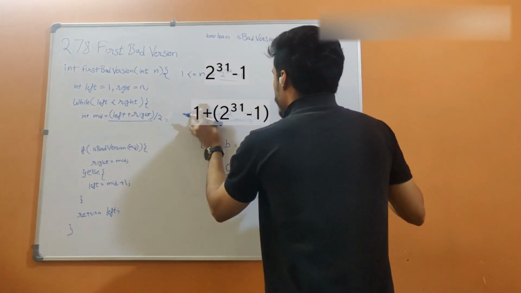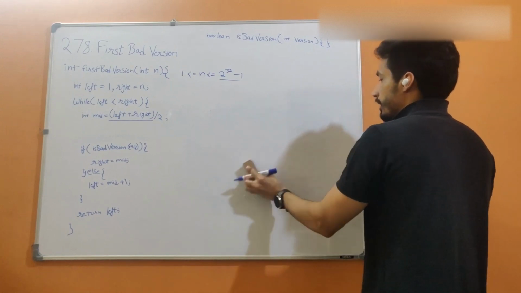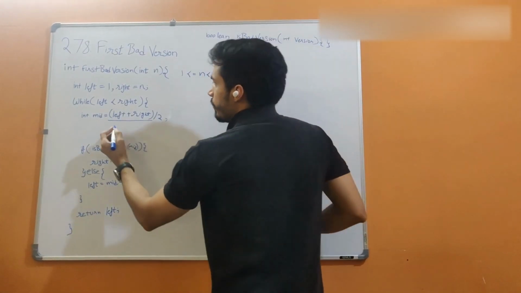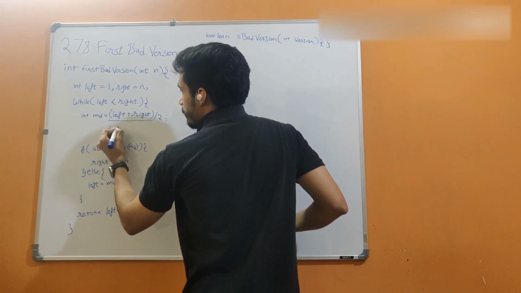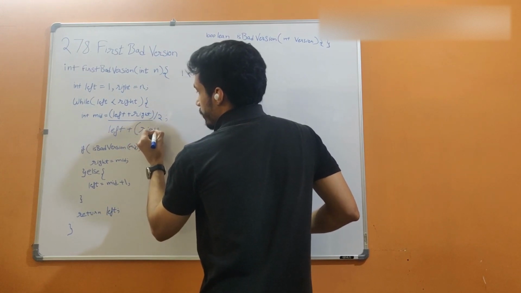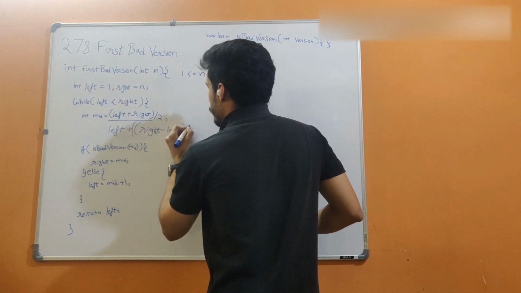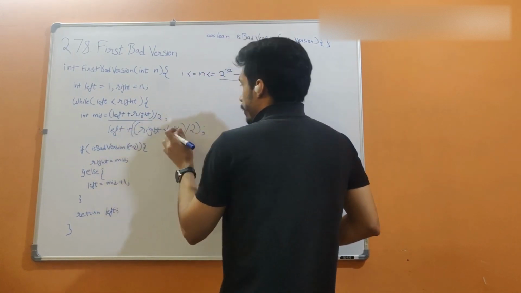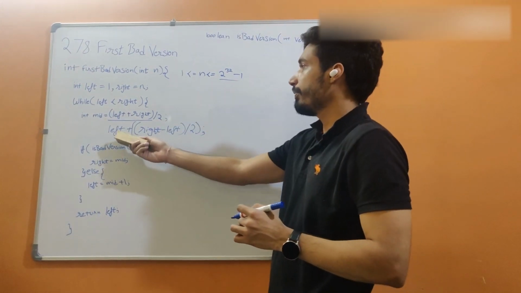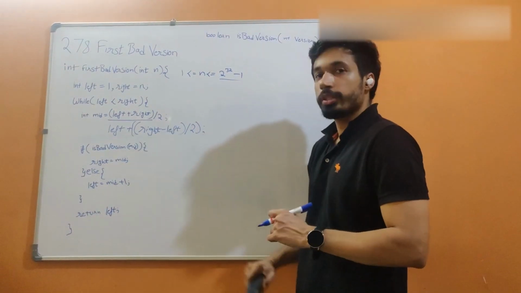Alright, so now let me explain the solution, how we can solve this problem. We can solve this problem with a simple statement like this. This statement also gives the same result as this one: left plus, right minus left, divided by 2. So now let me explain how this equation works.